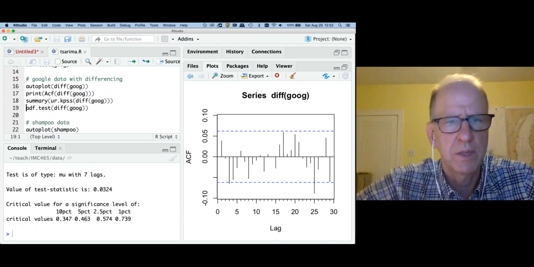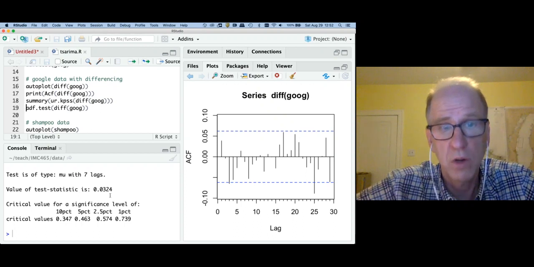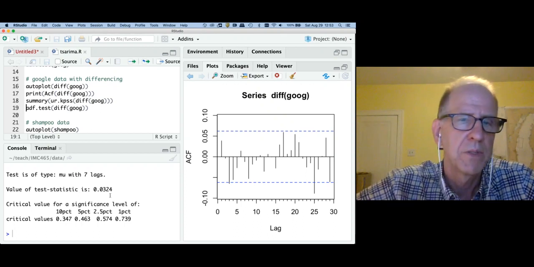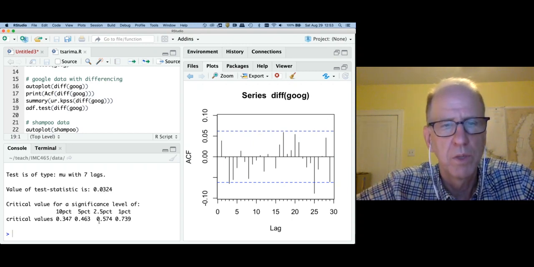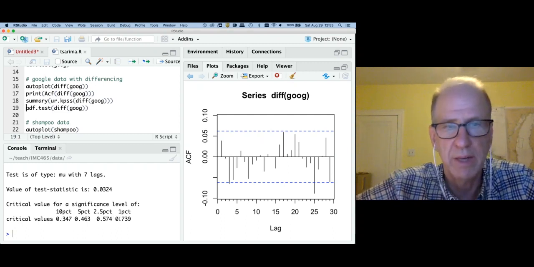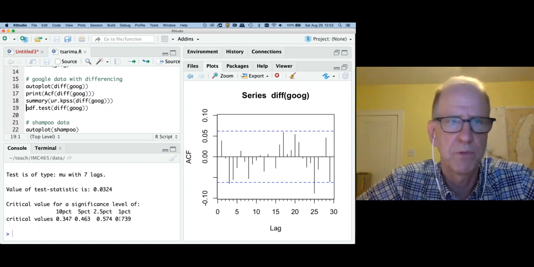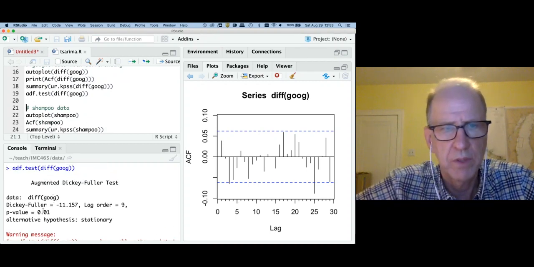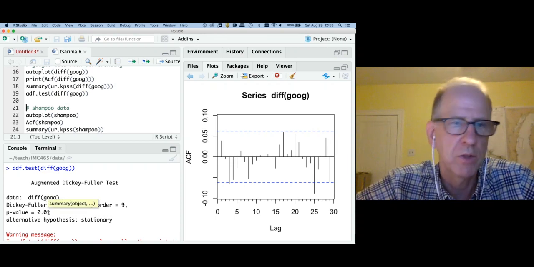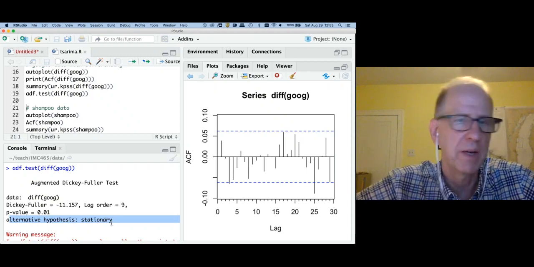Let's go look at our KPSS test. So remember, the KPSS test has a null hypothesis of stationarity. And our test statistic is 0.03, which is way less than any of my critical values. And that's signaling to me that I cannot reject the null hypothesis of stationarity. So by differencing, we've avoided the problem of non-stationarity. If I do the Dickey-Fuller test, what we find is the p-value is tiny. I reject the null hypothesis of non-stationarity and go with the alternative that I have stationary data.